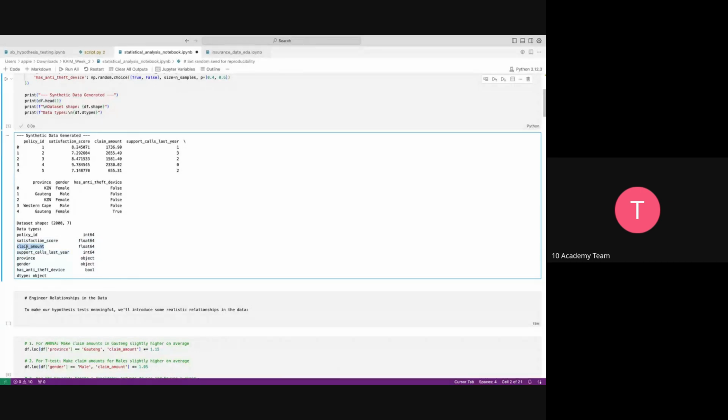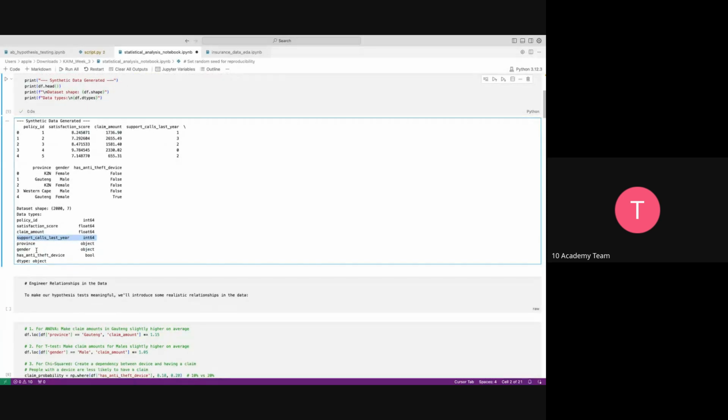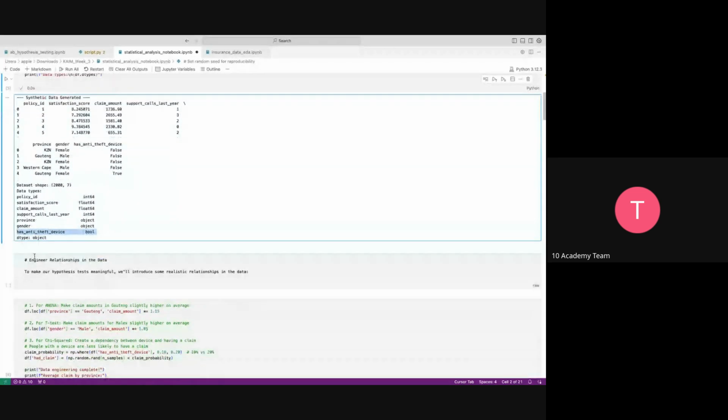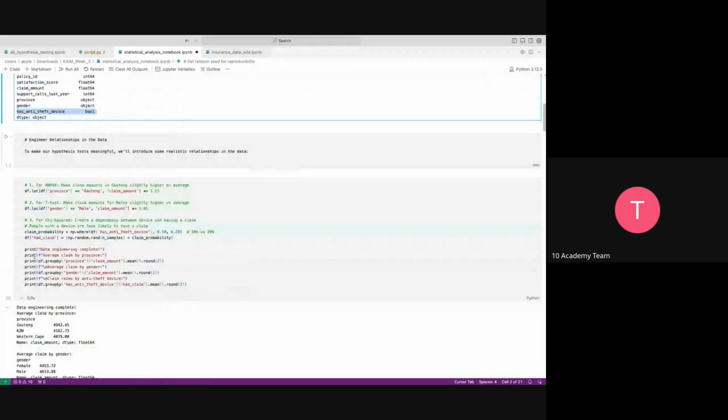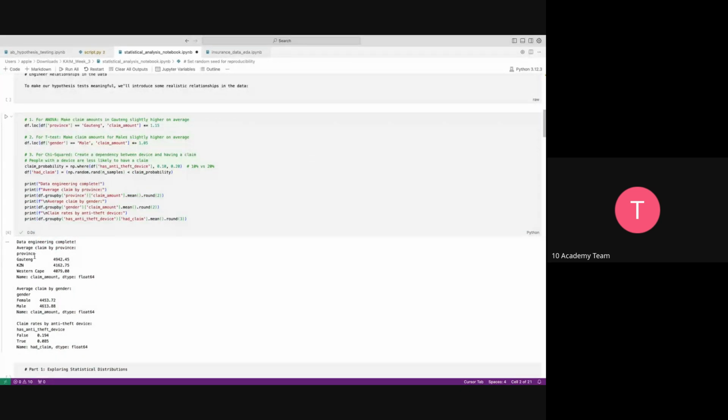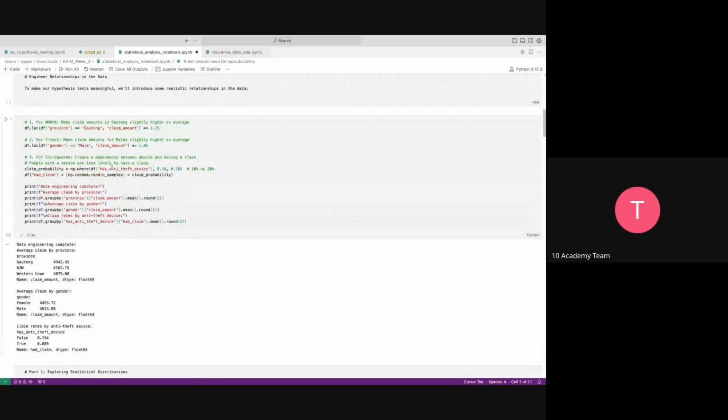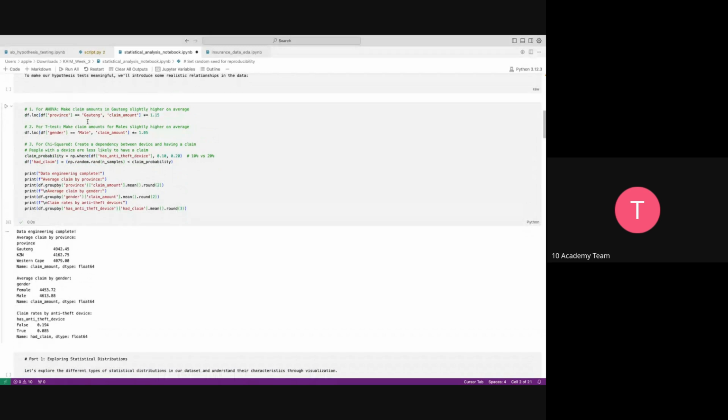So the satisfaction score is a whole number, the claim amount, the support calls last year. Provenances is just an object or categorical, and the gender is also categorical, and has anti-theft devices is just Boolean. So let's start with the ANOVA claim, we will just make the amount of.